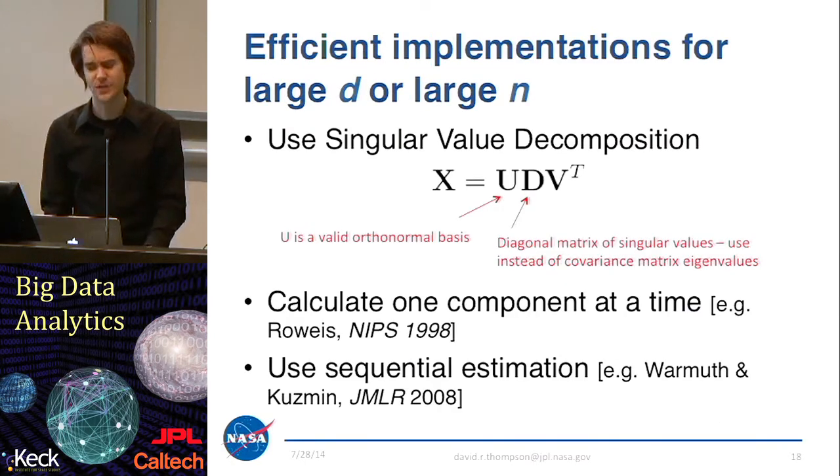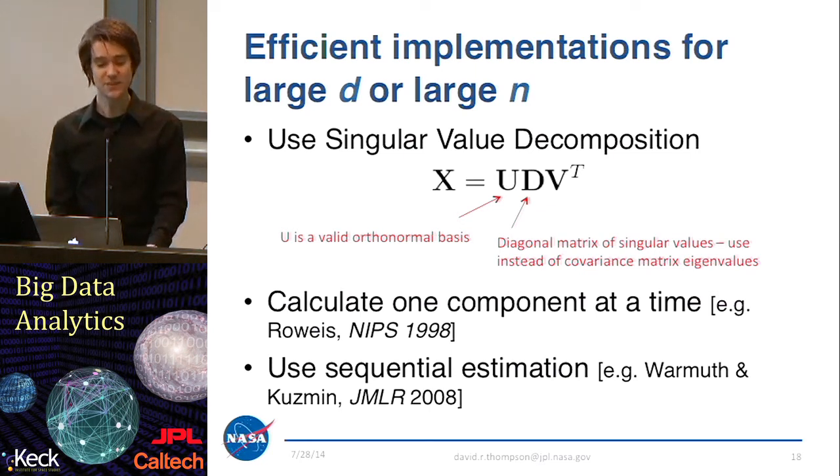All right, I want to close with a few notes on how to implement this efficiently for very large dimensions or very large numbers of data points. Obviously, even these calculations can be onerous for a very large D or very large N. Things like computing the sample covariance matrix can be challenging for large numbers of data points, and computing its inverse can be challenging for very large dimensionality. There are efficient ways to handle this.